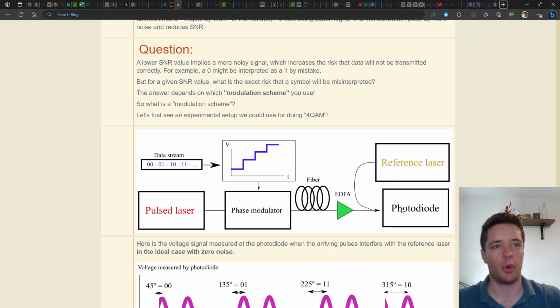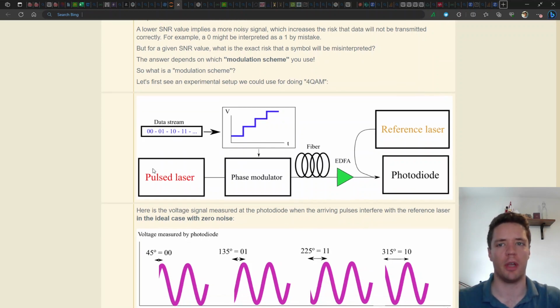Then that photodiode is also being exposed to a reference laser. So the idea is that once the electric field from the reference laser interferes with the electric field from the pulse, we'll generate a beat signal. And because we've already phase shifted this electric field over here, the exact phase of that beat will then tell us what was the original bit string that's being sent over here.